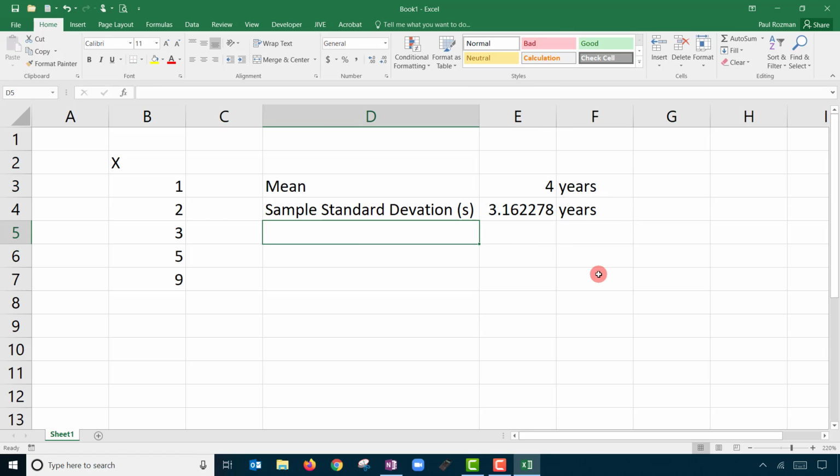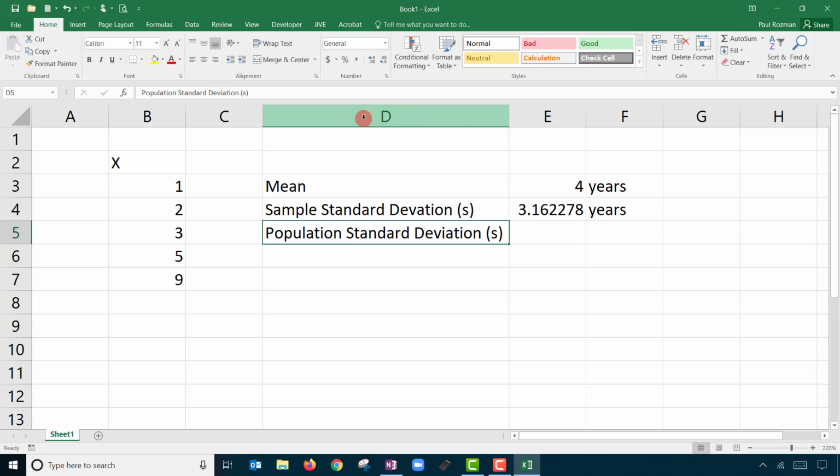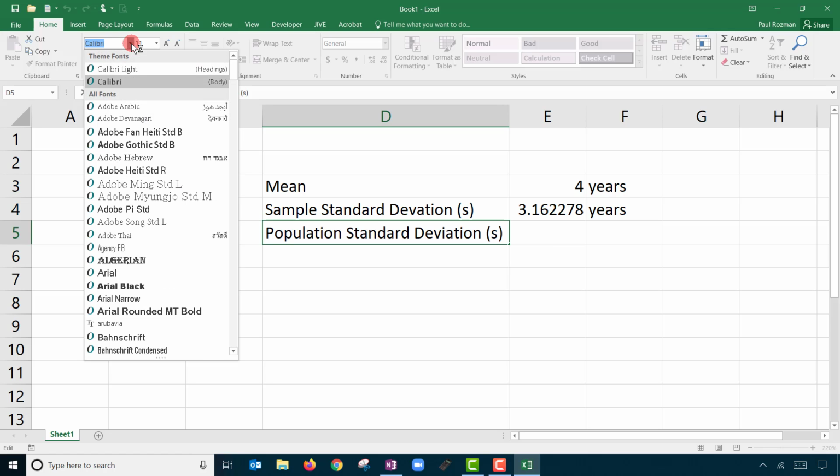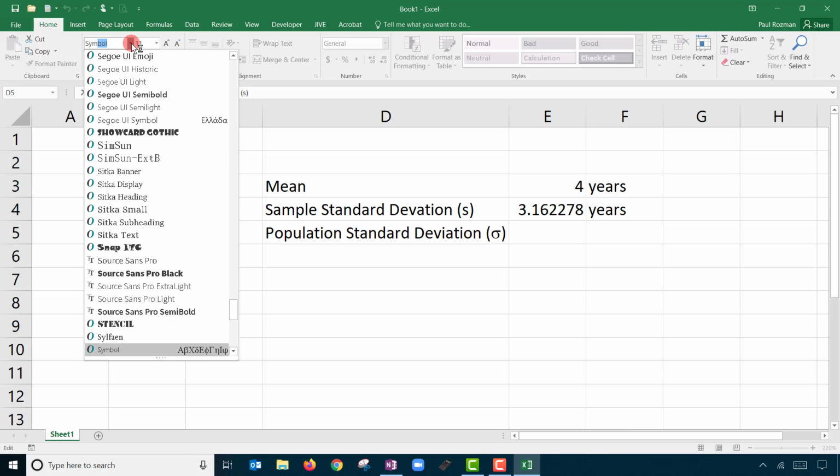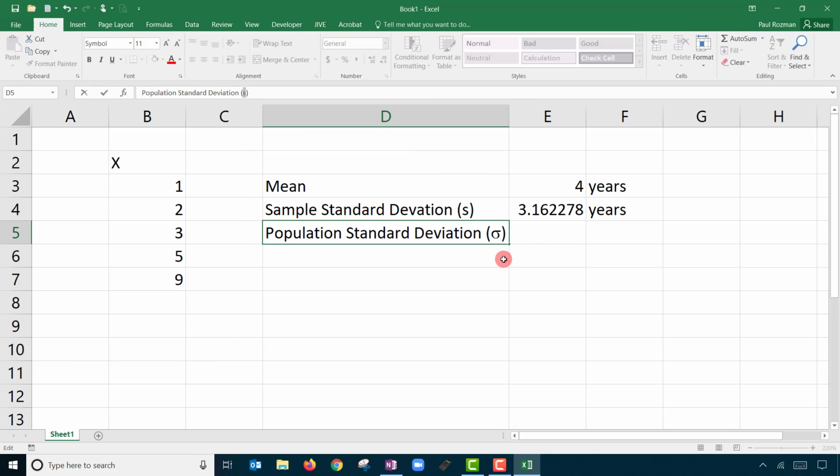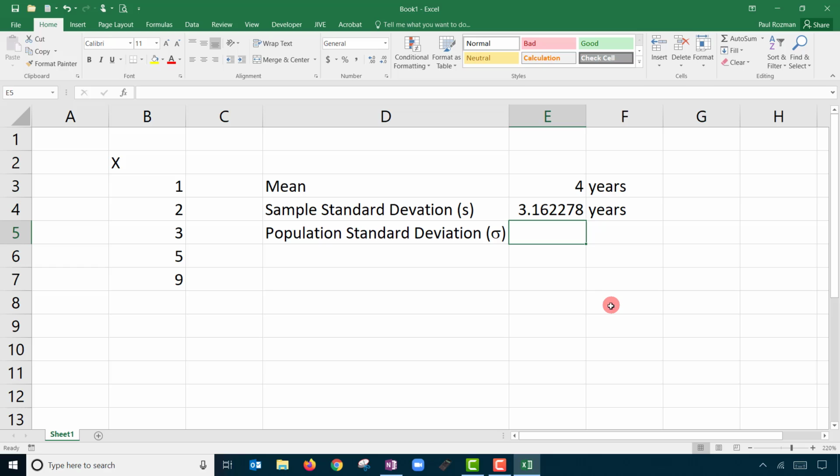And then we wanted the population standard deviation. I want that to be a sigma. So what you can do is, I'll resize that. What I do to convert that to Greek is I just highlight the letter, and then I cheat and I just change the font to symbol. And then I get my Greek letter. It makes your Excel sheets look fancier.